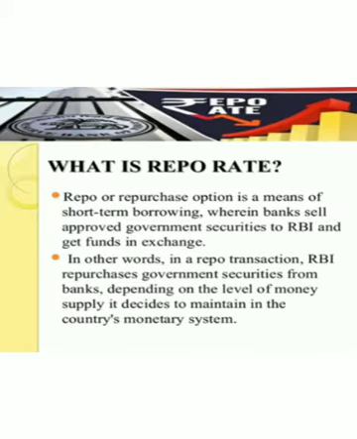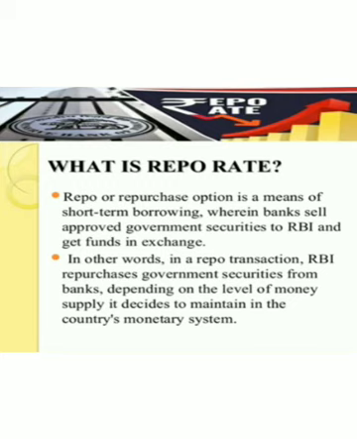Repo rate or repurchase rate is another method of controlling credit in the economy. It is a means of short-term borrowing wherein banks sell approved government securities to RBI and get funds in exchange. In other words, in a repo transaction, RBI purchases government securities from banks, depending on the level of money supply it decides to maintain in the country's monetary system.